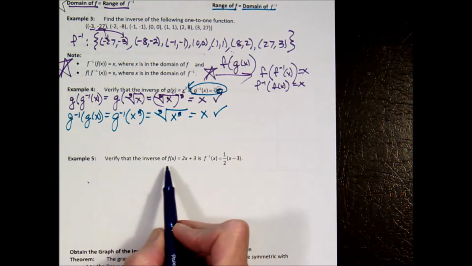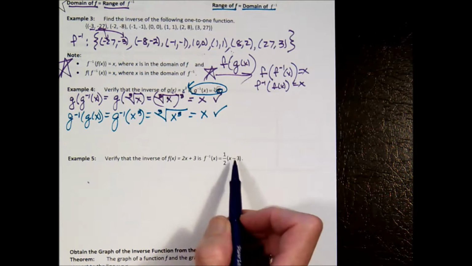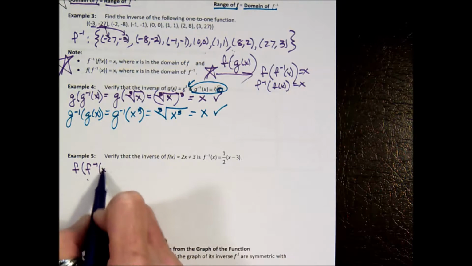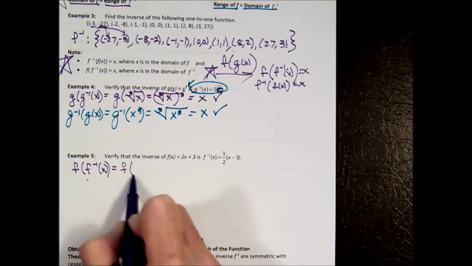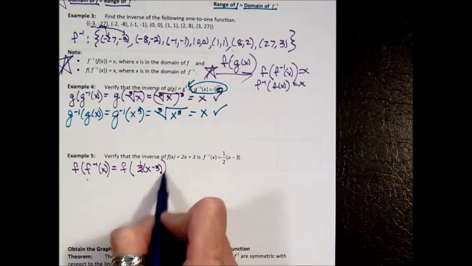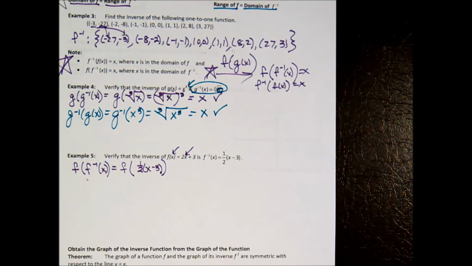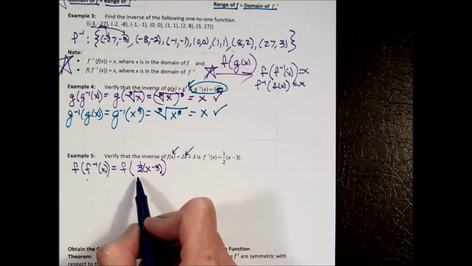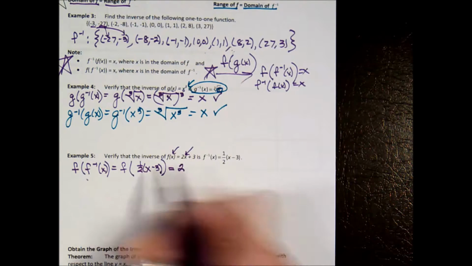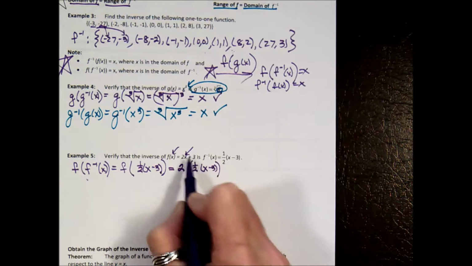Verify that the inverse of f of x equals 2x plus 3 is, and then we have this. So we're going to do the composite in both directions. We're first going to do f of f inverse of x, which is f of 1/2 x minus 3, which means everywhere I have an x in the f equation, I'm going to put in this. So this is a little bit more complicated. So we start out and we write the 2. Take out that x, put in this. So I'm going to go 1/2 x minus 3 and then plus 3.